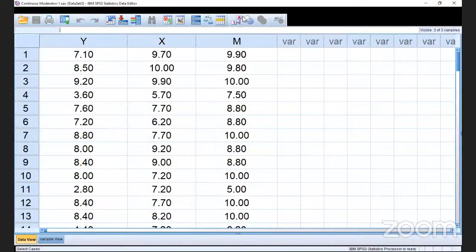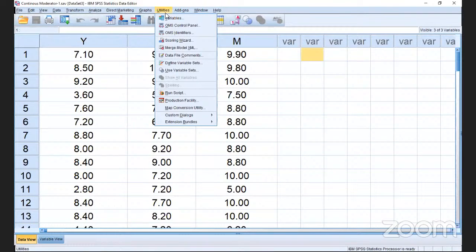Then we will open our SPSS. In this SPSS, we go to utilities, then come to custom dialogs and install custom dialog. We have provided you one video also in the Telegram group on how to install the process macro. You can see this video also. So after downloading the folder, we open our SPSS, then go to utilities, custom dialog, and install custom dialog.